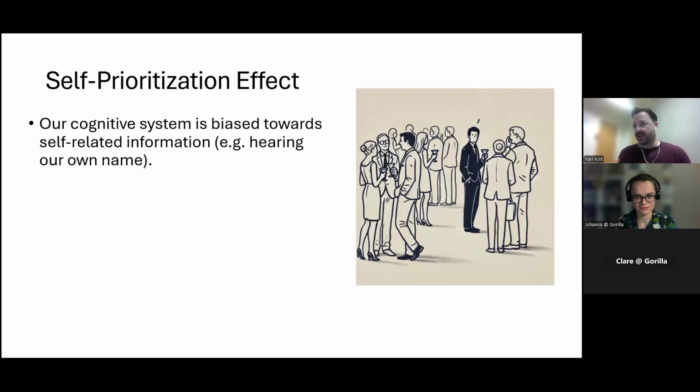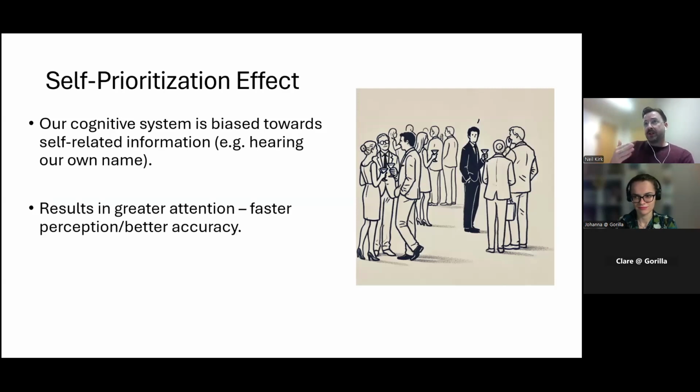So our cognitive system is highly biased towards information that relates to ourselves in some way. So, for example, I'm sure we've all experienced, you're in a crowded room, you hear your name being spoken, and you've honed in on it over all the other noise that you're kind of processing. And that's because, again, it's a self-relevant cue, and our attentional system has given it priority and given it that focus. And what this does is, particularly in experimental tasks, we can see that people are faster at processing self-relevant information, and they're more accurate at identifying the self-relevant stimuli as well.